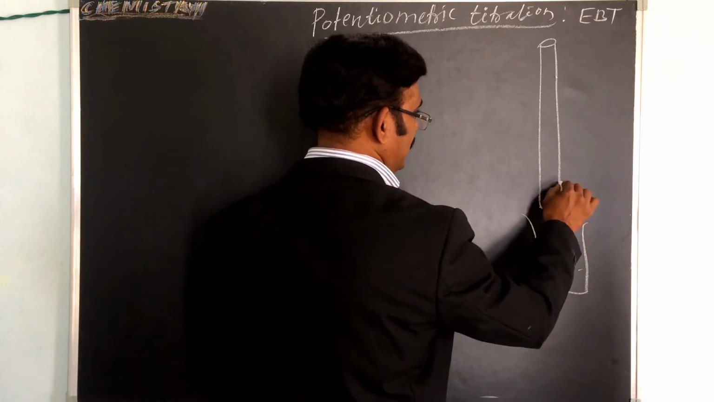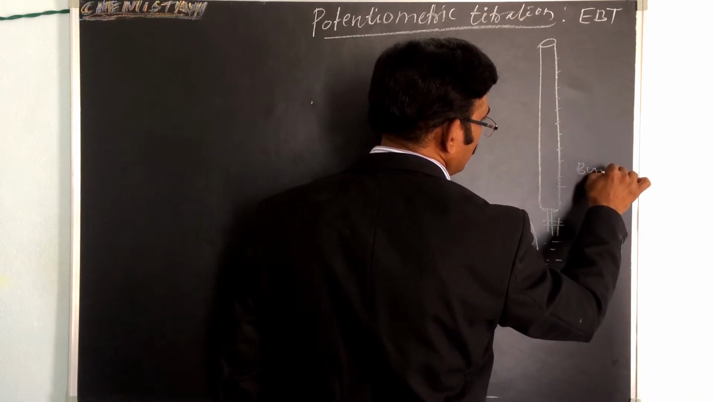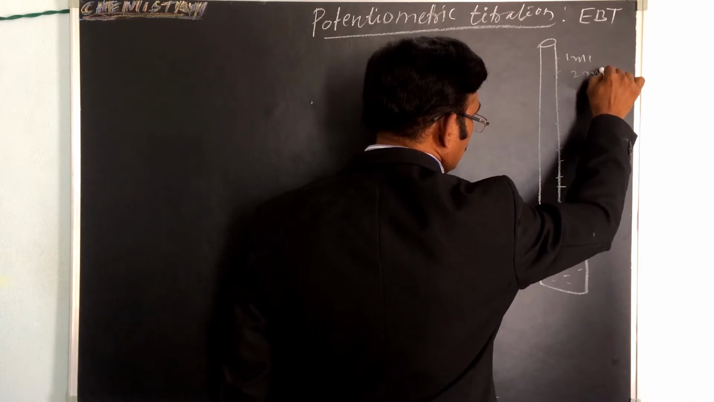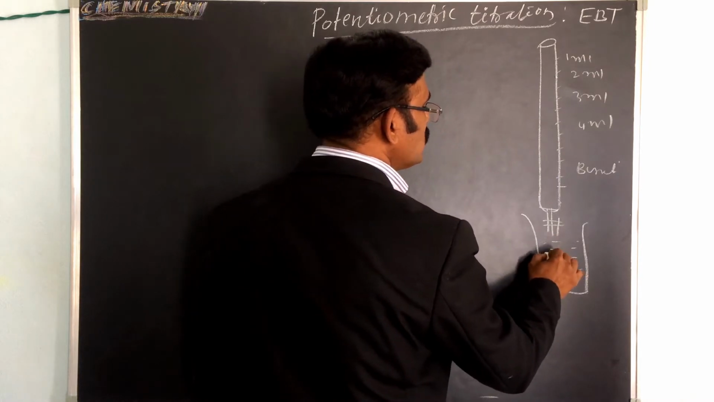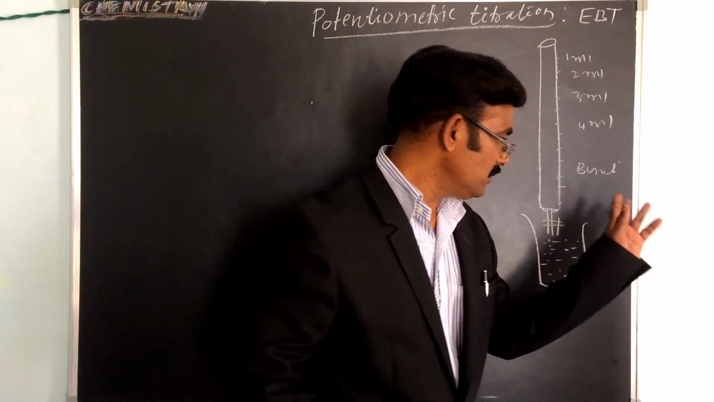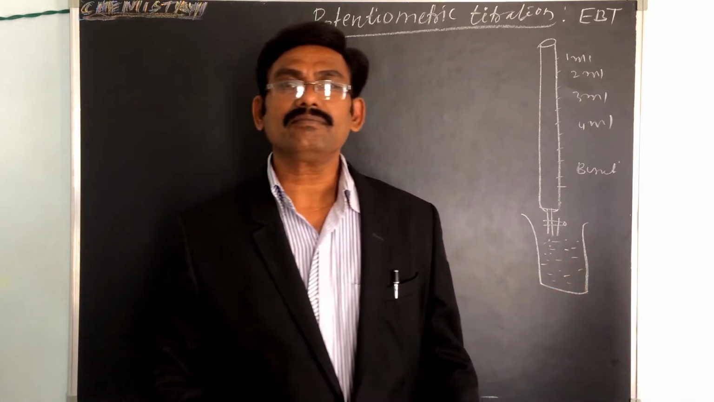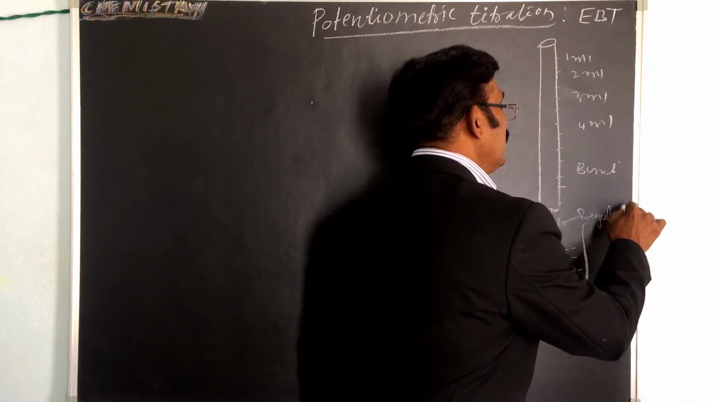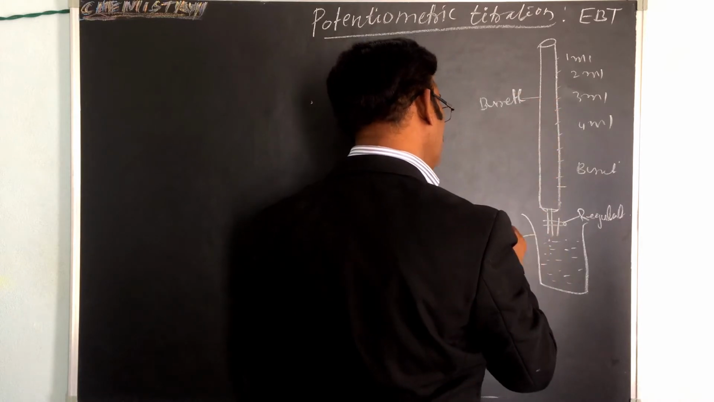The burette has values like 1 ml, 2 ml, 3 ml, 4 ml, like that up to 50 ml, and this is the solution. This is the burette, and this is the beaker.